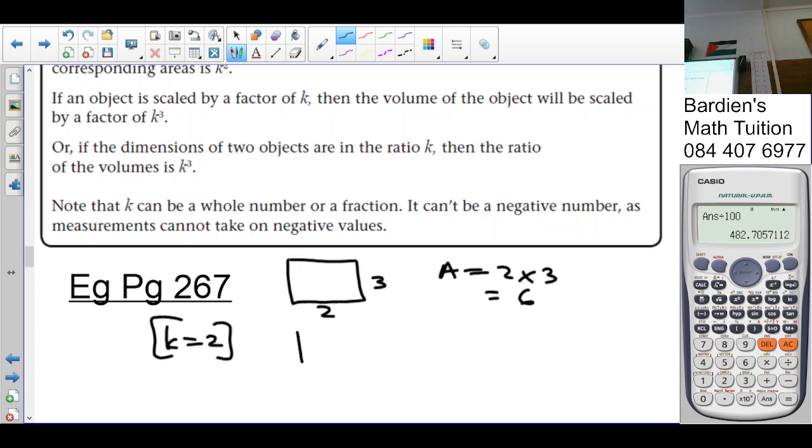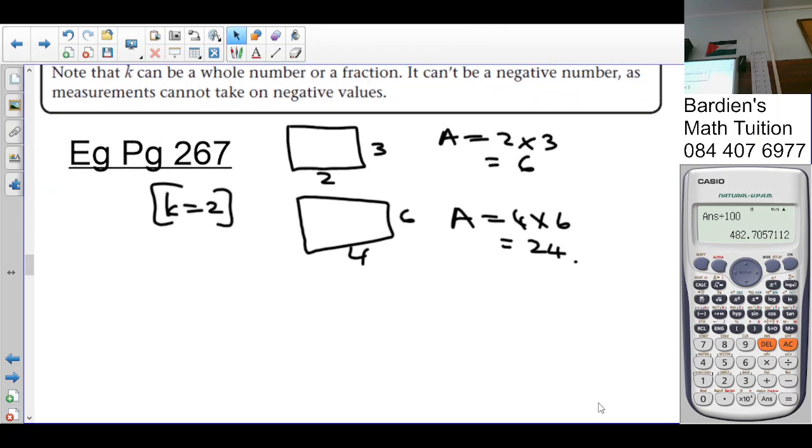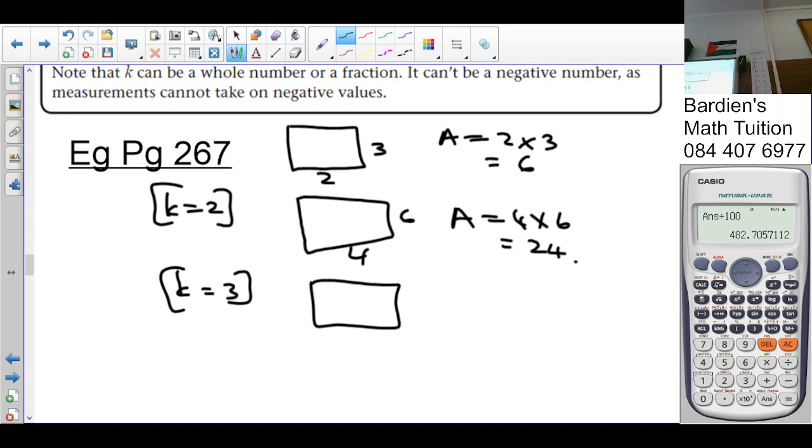Then the triangle now would be a 4 by 6 rectangle, right? And the area of a 4 by 6 is going to be 24. Now if you go and say, okay, what if you go with a k factor of 3? So you say 2 times 3 is 6, and 3 times 3 is 9, which gives me then an area of 9 times 6, which is 54.